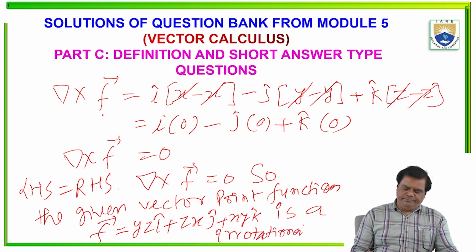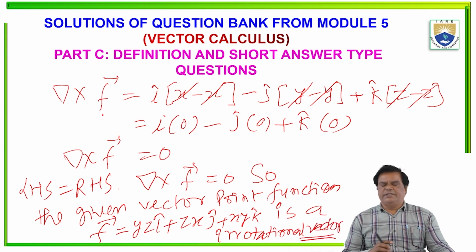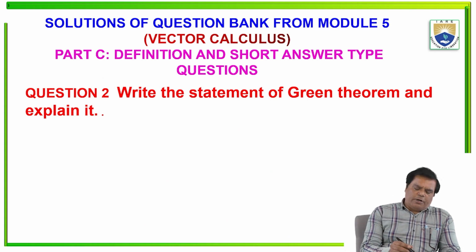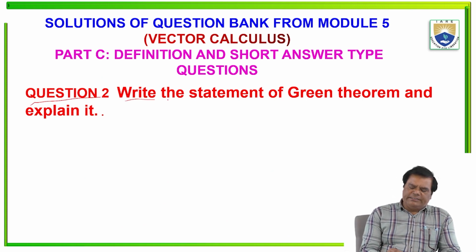Rotational vector, okay? Proved. Irrotational vector. Now problem 2, question 2. Write the statement of Green theorem and explain it.